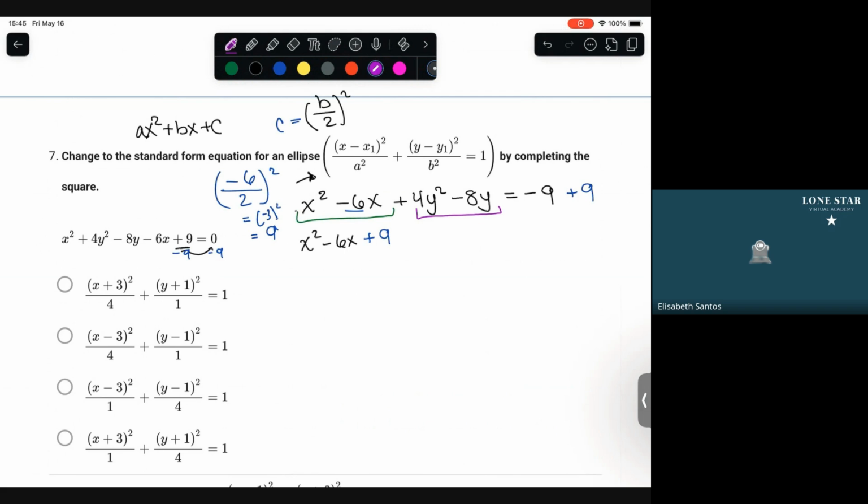The y, we're going to complete the y's now. And let's see. So we have a is 4, b is negative 8. So we have negative 8 over 2 squared, which is negative 4 squared, which is positive 16. And since in this case, a is not 1, like over here, we're going to divide this by 4.